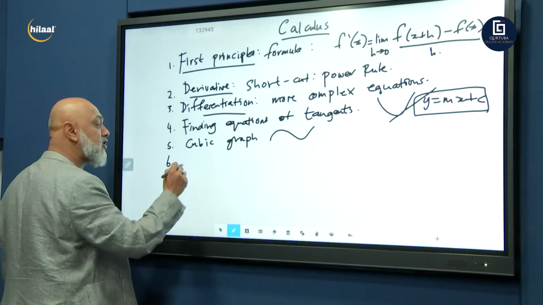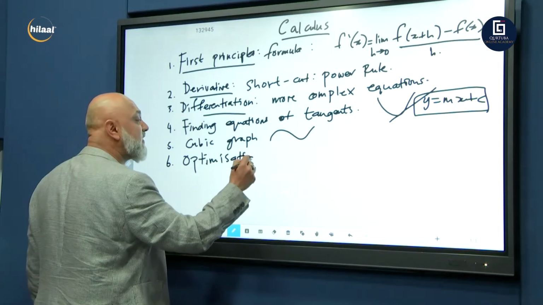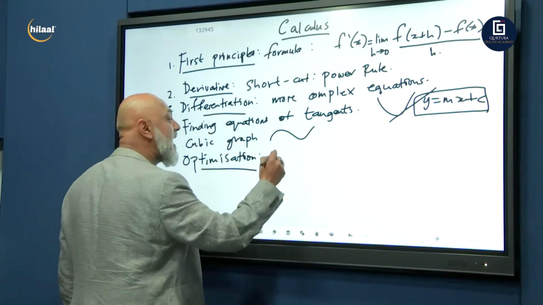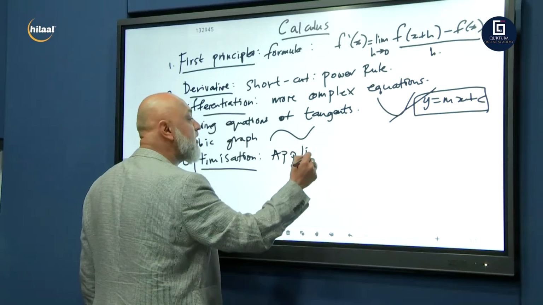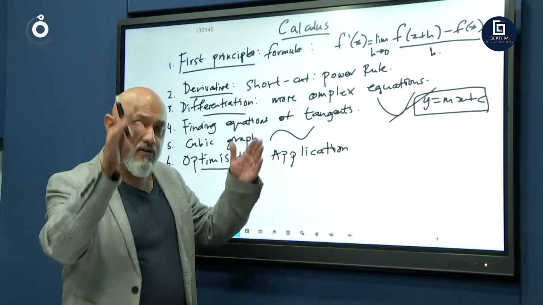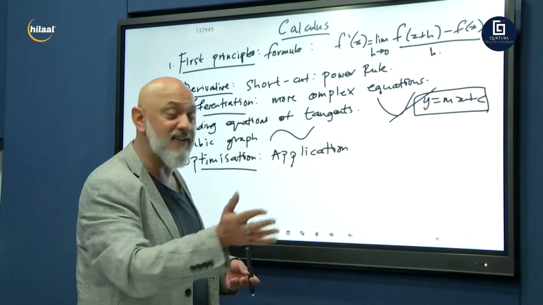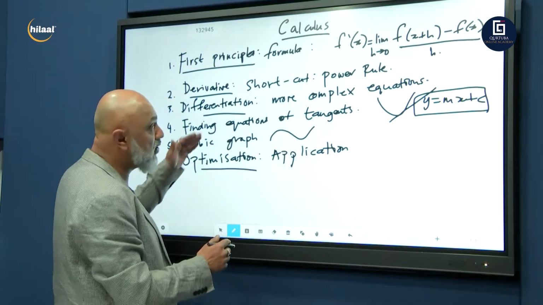And then we have the last topic, which is called optimization. Optimization means calculus application. There we're going to be using volume and total surface area. We might do it in terms of graphs, and we might even do it in terms of speed, velocity, acceleration. We will be doing all these topics.